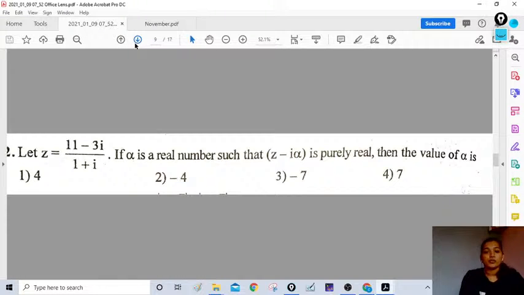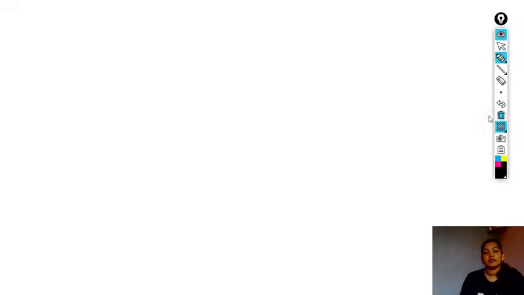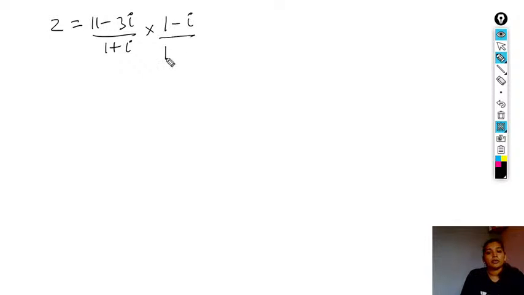So here we have the next question, students. Given z is equal to 11 minus 3 times iota divided by 1 plus iota, if alpha is a real number such that z minus iota into alpha is purely real, then what will be the value for alpha? Okay, so let's solve this. So this is a given complex number. Let's quickly get it in the standard form by multiplying and dividing by the conjugate of the denominator.